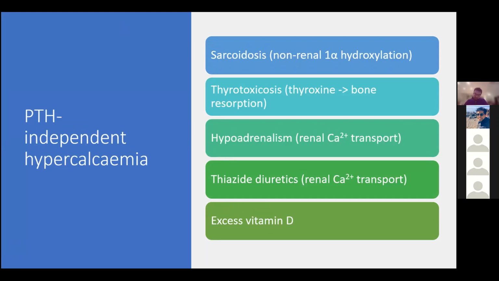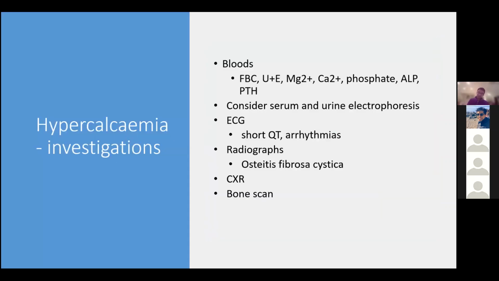So I touched on these before. Other causes of PTH-independent hypercalcemia: sarcoidosis, because you have increased 1-alpha hydroxylation of vitamin D, causing it to become active; thyrotoxicosis, because you have increased bone turnover; hyperadrenalism, and in fact excess cortisol as well; thiazide diuretics, because they alter renal calcium transport, so you get increased calcium levels in the blood; and excessive vitamin D. So how do you investigate hypercalcemia?